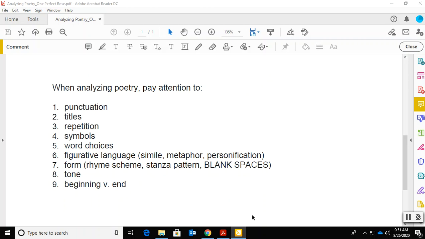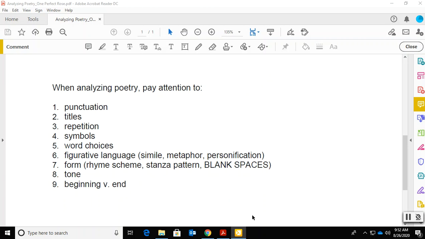Form. How does the poem look on the page? In other words, what is the rhyme scheme? Meaning, is there no rhyme? Is there rhyme with every other line? Is there rhyme with every 2 lines? What is the rhyme scheme? It's important to find that out, because if a poet establishes a particular rhyme scheme and then breaks that rhyme scheme, that's something to pay attention to. He or she is trying to emphasize something important by varying from the norm that's been established.